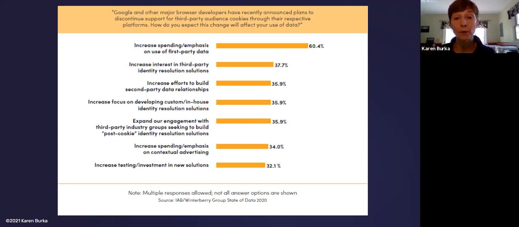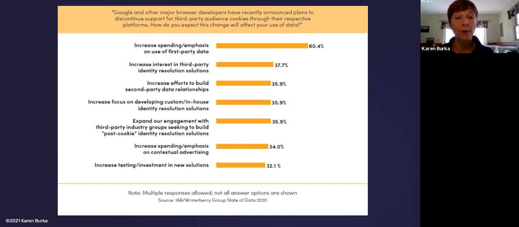Now, to do that and be effective with that, your data has to be accurate, and you have to have robust data. You can't just have one piece of information, an email address. You have to know everything you know about that particular person or household. The second two responses here were also interesting. 38% of respondents said it's going to increase their interest in third-party identity resolution solutions, because as we've been saying so far, that's the way you pull all those signals or those breadcrumbs together to figure out who is that person and how many of these breadcrumbs are relating to person A or how many are actually person B.